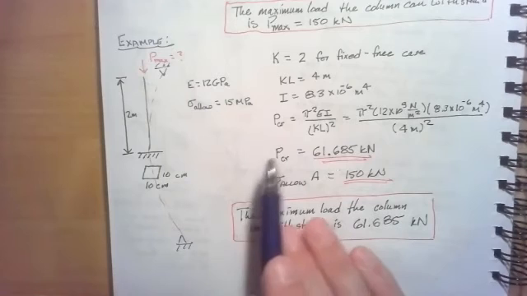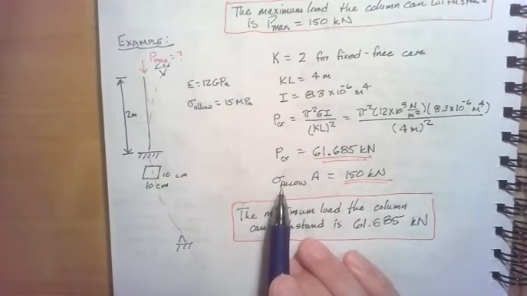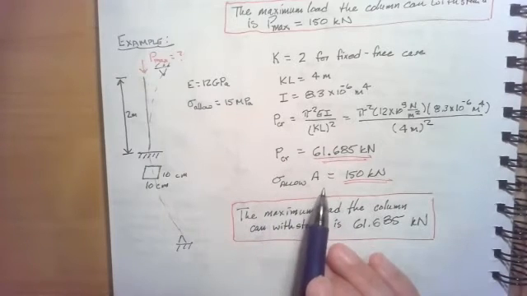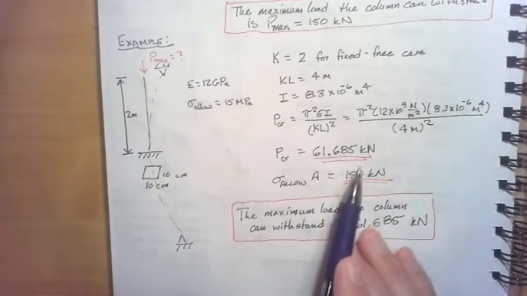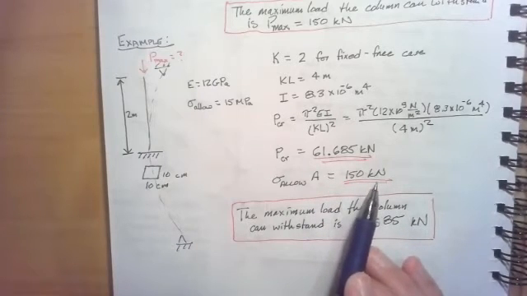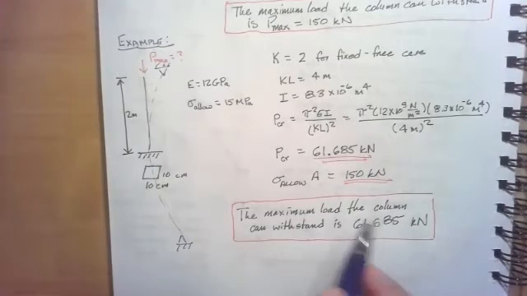So there's an inverse square law. So we would compare that with sigma allowable times the cross-sectional area. That's the same as it was last time, 150 kilonewtons. So now the maximum load that this column can withstand is 61.685 kilonewtons. We're going to do one more example.